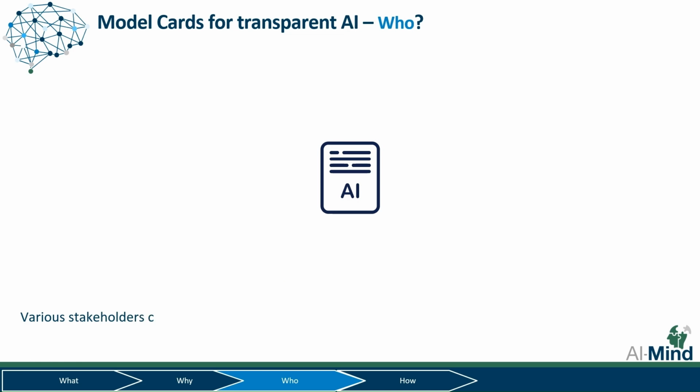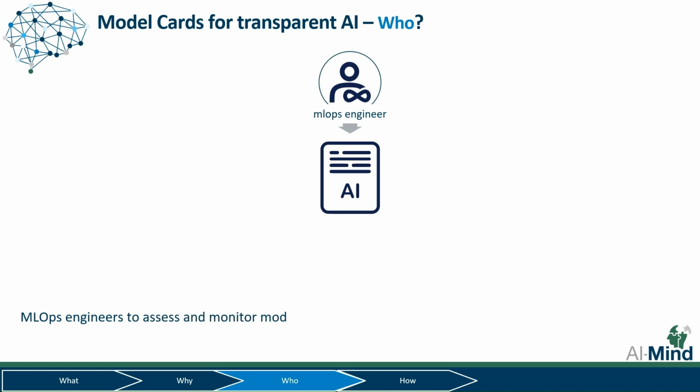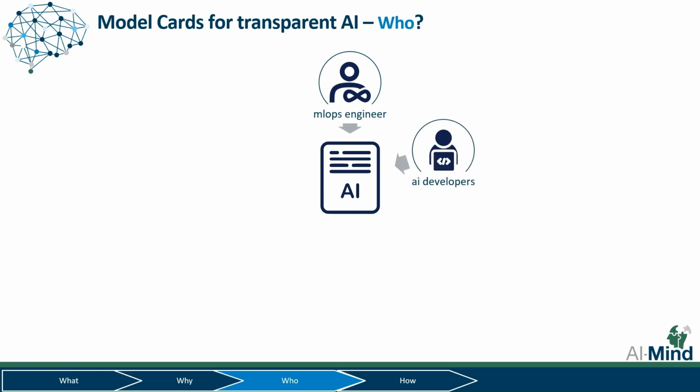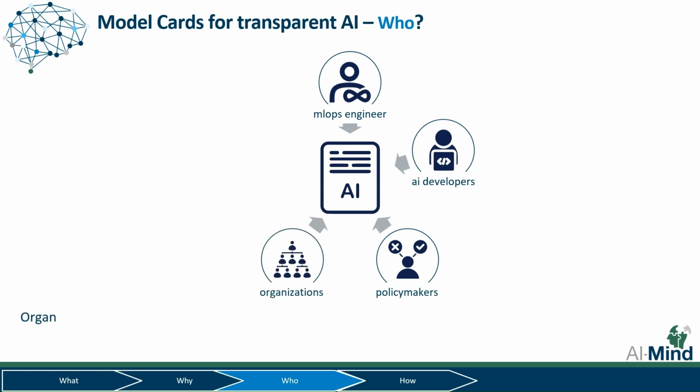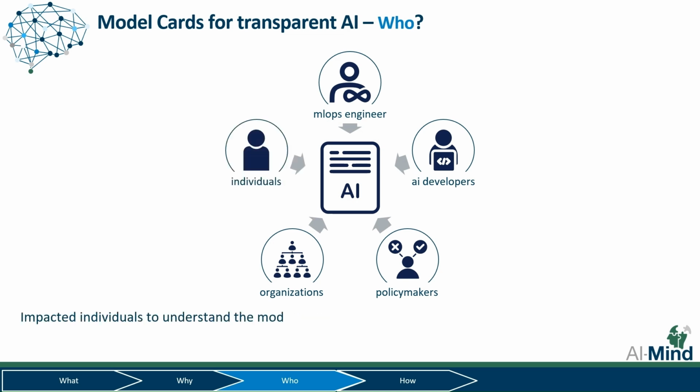Various stakeholders can utilize model cards in different ways. MLOps engineers to assess and monitor model performance, AI model developers to compare results with other models, policymakers to understand ML systems implications, organizations to decide on ML technology adoption, impacted individuals to understand the model's operation or seek remedies.